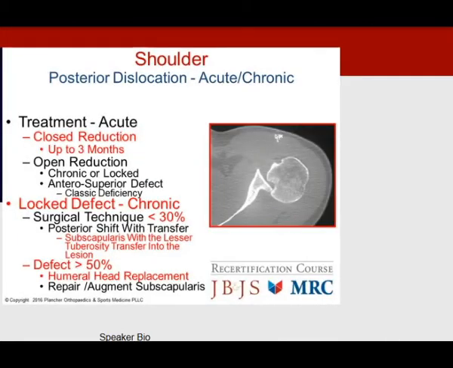A posterior dislocation, though, when it's acute, can be closed reduced up to 3 months, but if it's locked and chronic, think about, when the humeral head is involved less than 30%, taking the subscapularis with the lesser tuberosity and transferring it into the lesion. If a defect exists and it's greater than 50%, a humeral head replacement is more advisable.